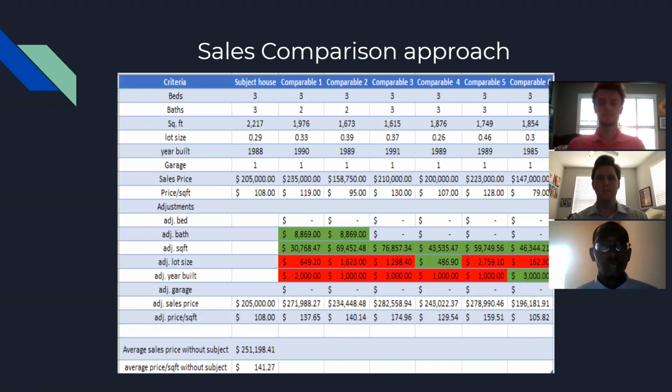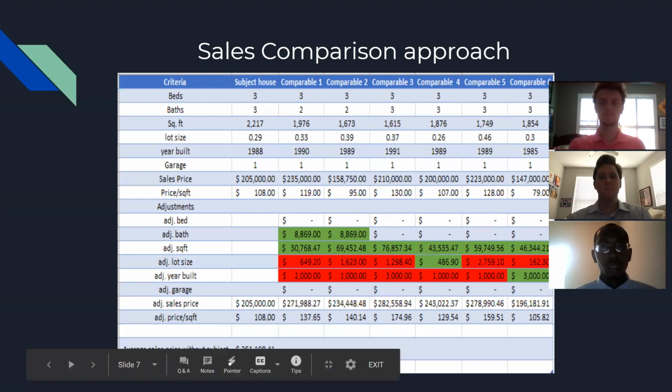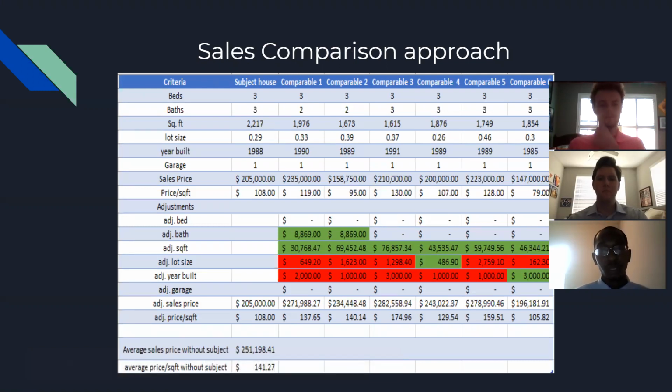So the second approach that we did was a sales comparison approach, where we had to find 6 comparables, which happen all to be in the same neighborhood as our subject house, which is Harrison Hudson. So we adjusted based on the bed, the baths, the square footage, the lot size, the year built, and the garage. No adjustment was needed for the bed since they all came with 3 bedrooms.